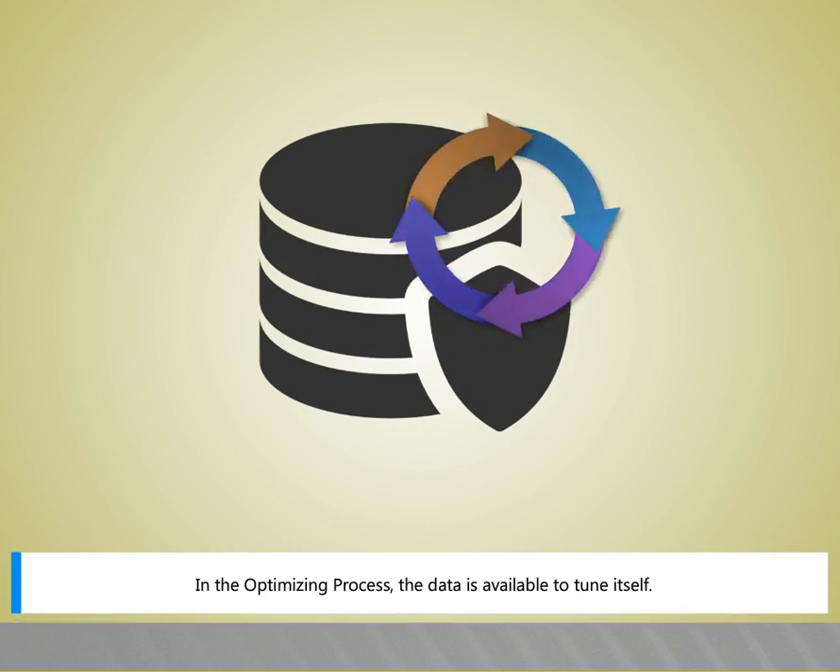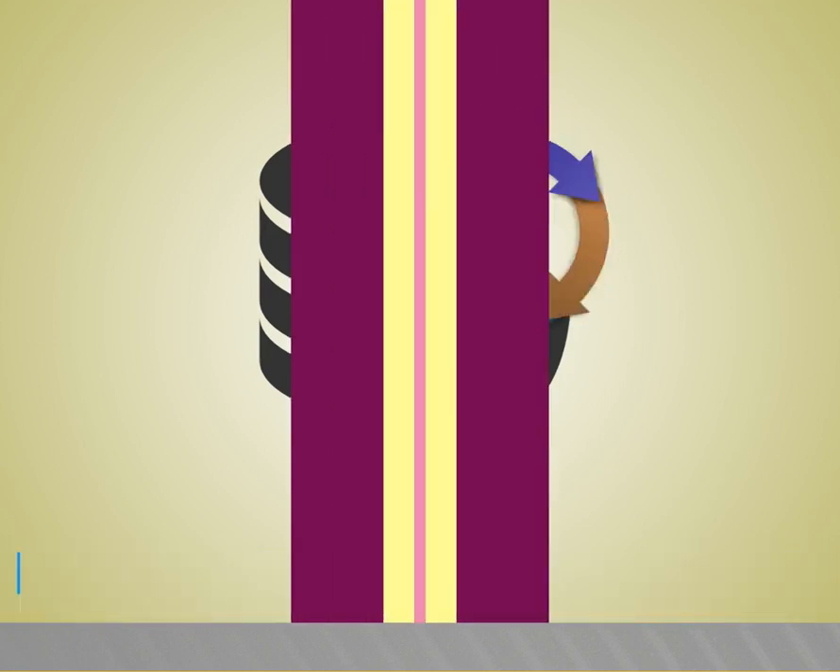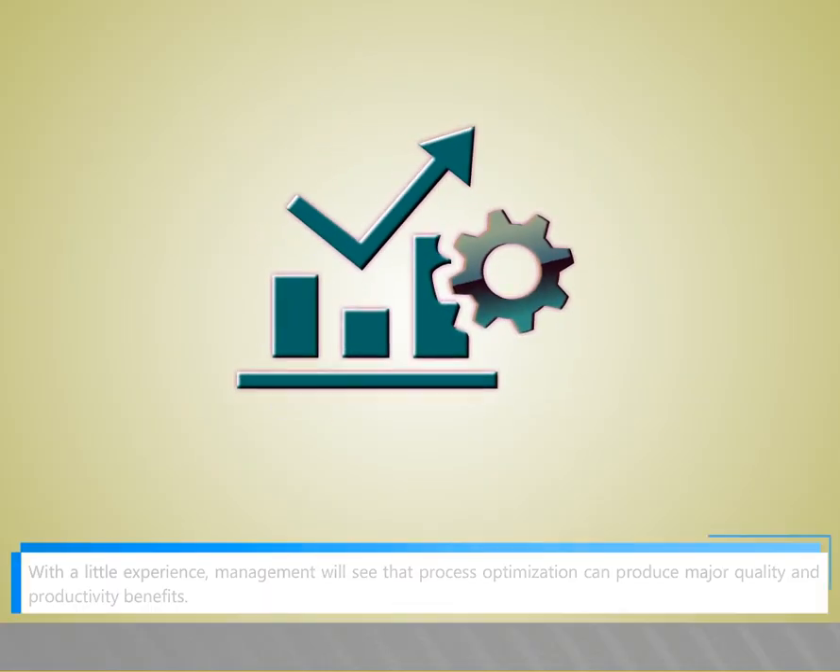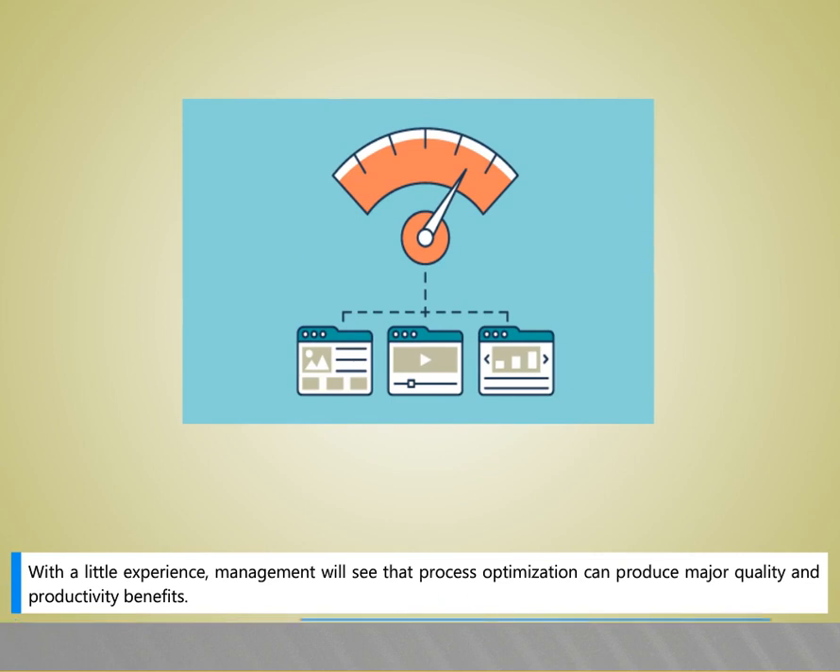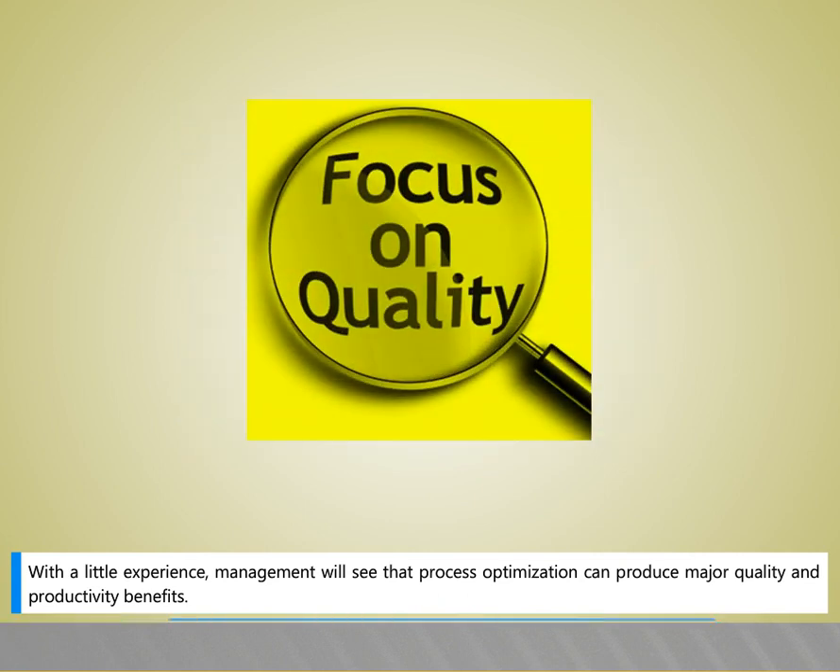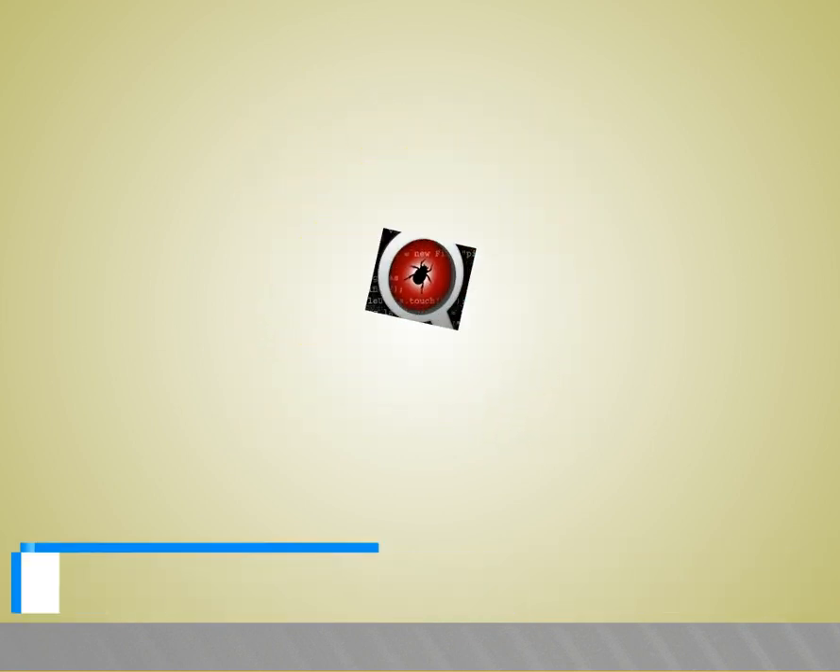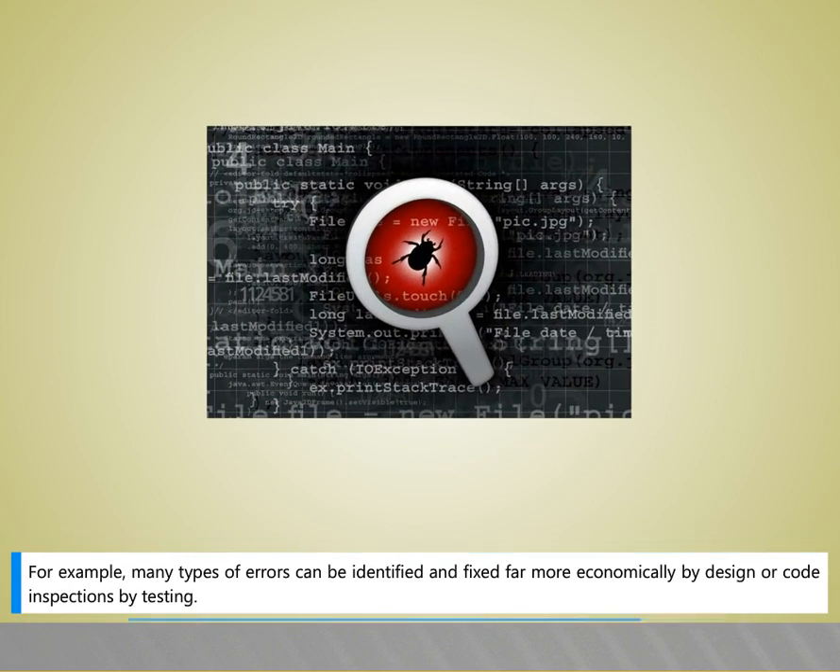In the optimizing process, the data is available to tune itself. With a little experience, management will see that process optimization can produce major quality and productivity benefits. For example, many types of errors can be identified and fixed far more economically by design or code inspections than by testing.